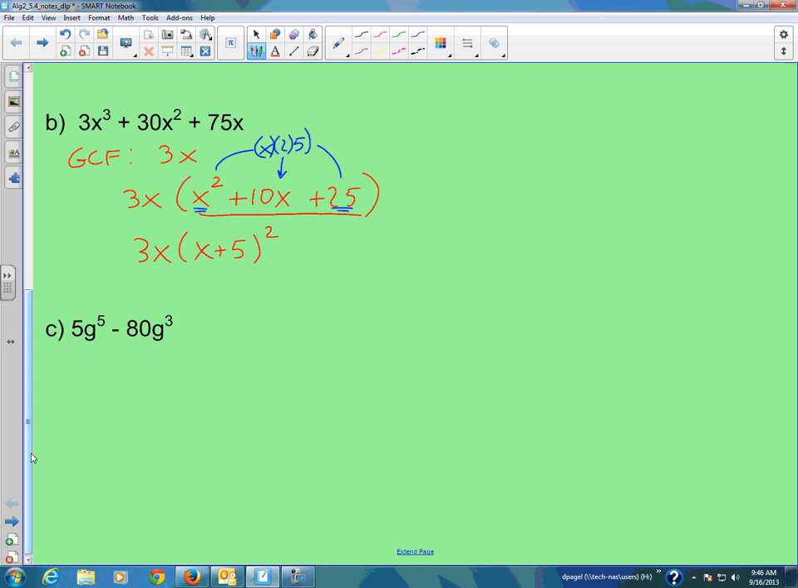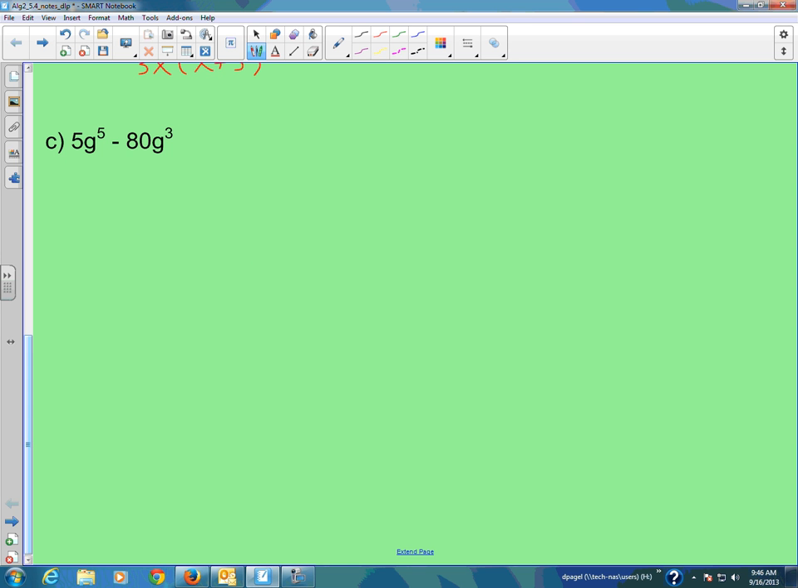For C, I have a 5 that's common, and a g to the third that's common. I have a g squared minus a 16. Now, again, we're going back to our properties of exponents. When I have a g to the fifth, and I factor out a g cubed, g to the fifth means g cubed times g squared. Remember, you add the powers together. So that's how I know what's left over in here after I pull a g cubed out of a g to the fifth.